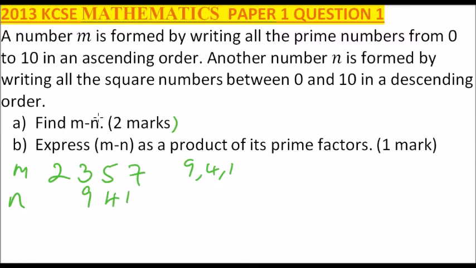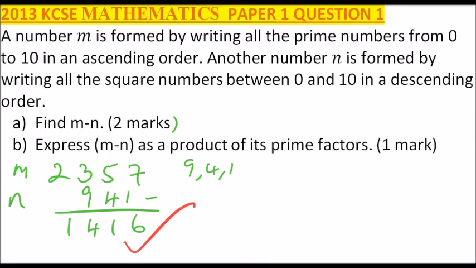When you subtract, you get 6, then 5 minus 4 is 1, and then we have 13 minus 9 is 4, then we have 1. So that is the number that you get when you subtract n from m.